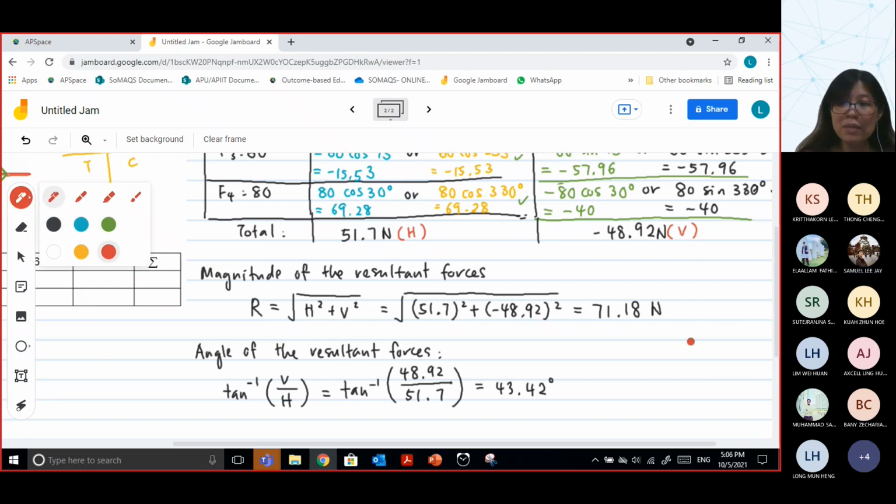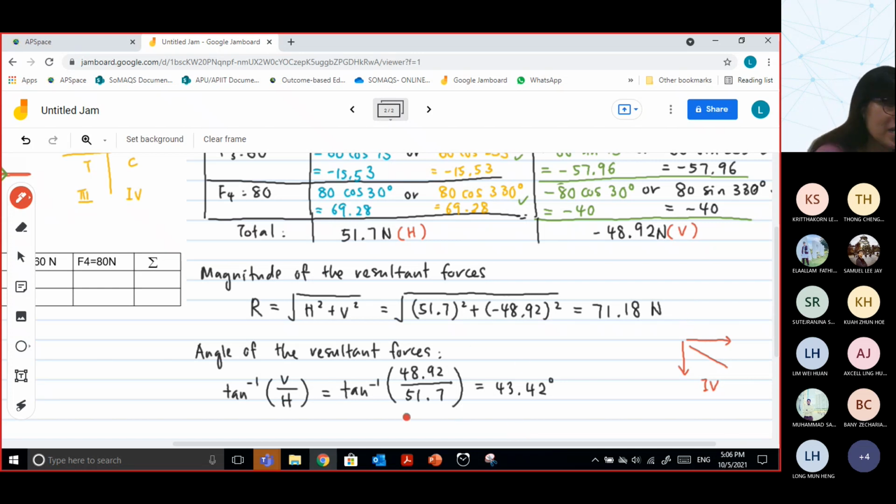Vertical is negative means going downward. Horizontal is positive means going to the right. That means the resultant force is in the fourth quadrant. So for the fourth quadrant, how do we calculate the angle?